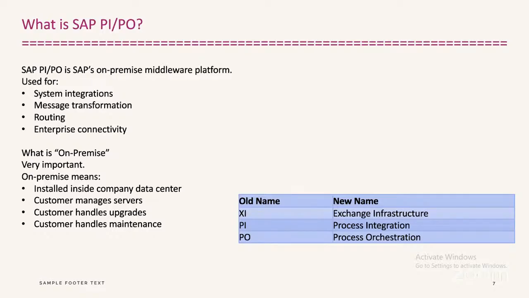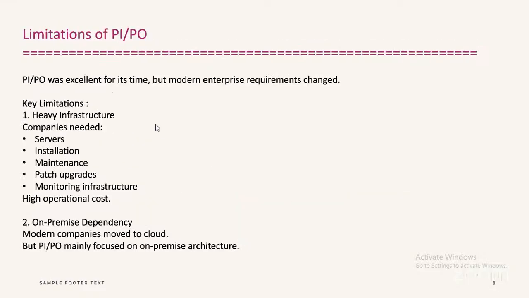So this is about the PIPO system. There are some limitations in the PIPO system, and that is the reason we moved to the cloud. PIPO was excellent for its time, but modern enterprise requirements changed. The major key limitation is heavy infrastructure. A company needed servers, installations, maintenance, patch upgrades, and monitoring infrastructure. All this required space and time, and the cost to purchase all these things was also very high.